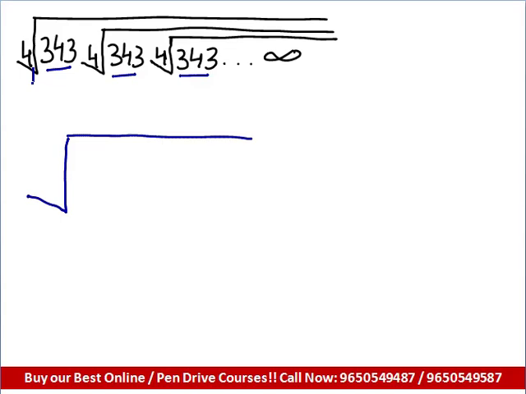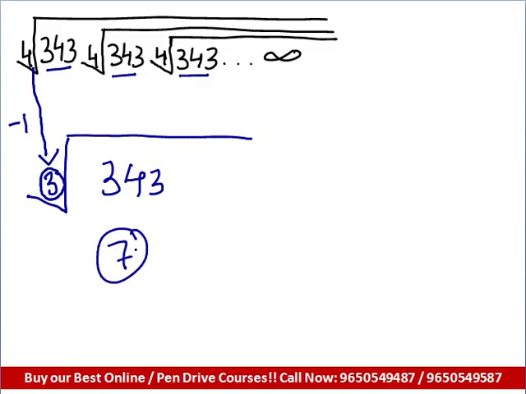From the fourth power, when you subtract 1, it will be the third power. So the fourth power becomes the third power. The number is as it is. So the answer will be cube root of 343. And cube root of 343 is nothing but 7.